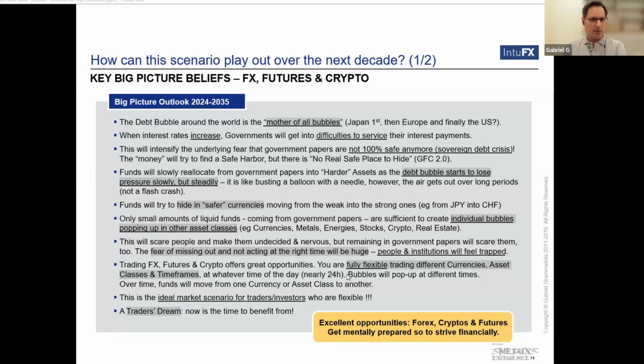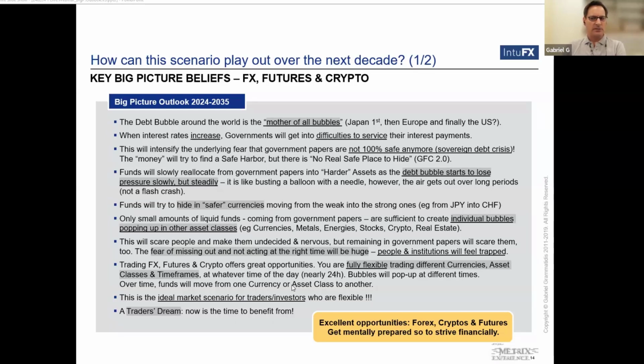So bubbles will pop up at different times. And over time, funds will move from one currency or from one asset class to another. Example, silver will bubble, right? It will go above 200 per ounce. Well, then people will think, oh, that's a bubble, and they will get out of it, sell it, and go into another asset class that has not bubbled yet, right? So money will move around.